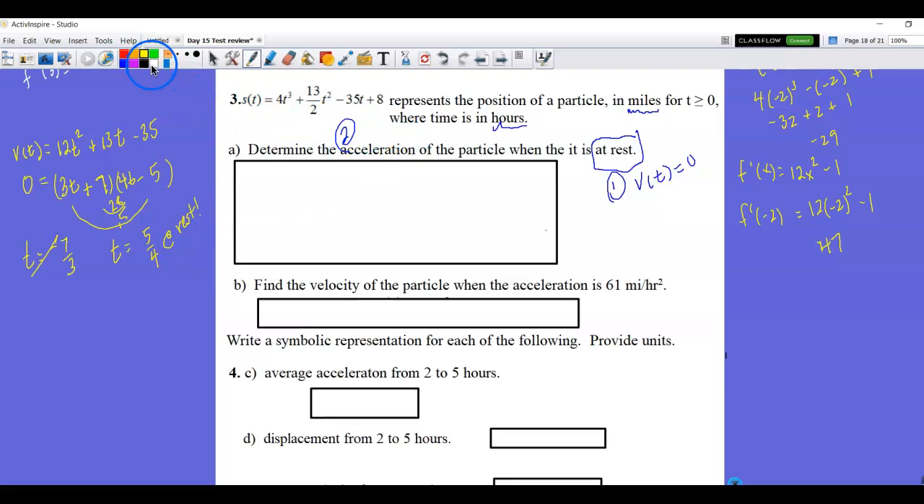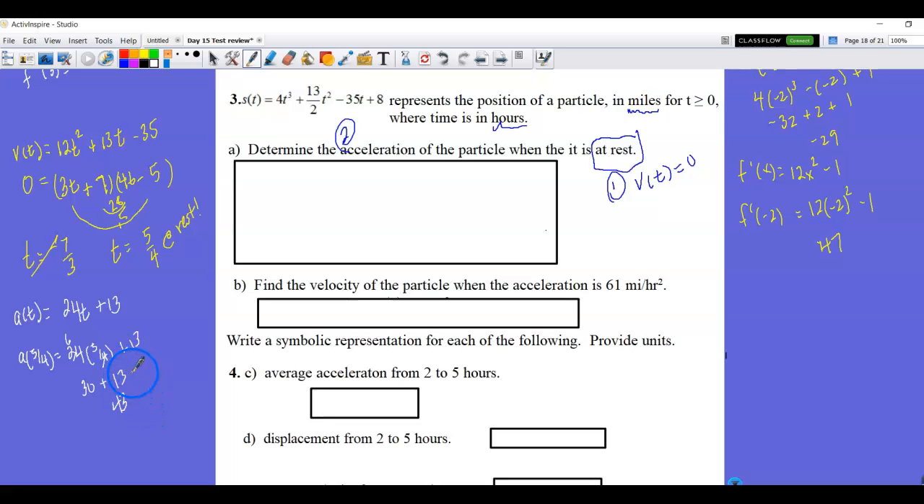Now, the next part of the problem said find the acceleration at that time. So I'm going to take the derivative of velocity using the power rule, and that gives me 24t plus 13, and I'm going to substitute 5 over 4. So the acceleration is 24 times 5/4 plus 13. 4 divided into 24 is 6. 6 times 5 is 30. 30 plus 13 is 43.